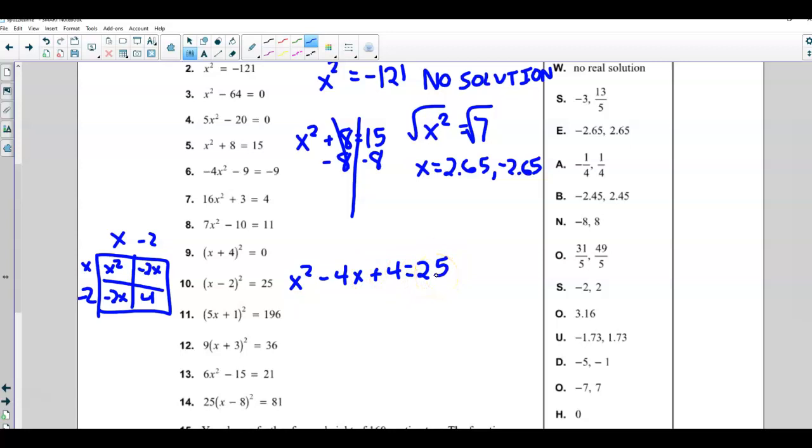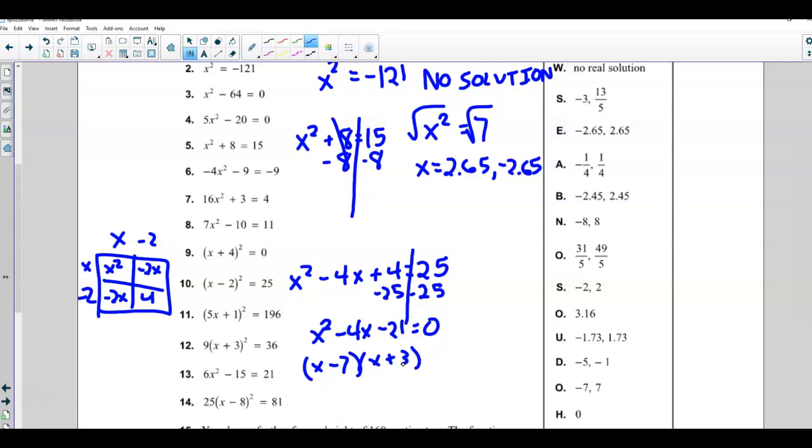So a little more complicated than number 5. So I have x squared minus 4x plus 4. So I need to get that all on one side. I need to subtract 25 from each side. So I'm left with x squared minus 4x minus 21 equals 0. Now this is where I would think I need two numbers that multiply to a negative 21, but when I add them, give me a negative 4. So negative 7 and positive 3. So negative 7 times positive 3 is negative 21, and then negative 7 plus 3 is negative 4.